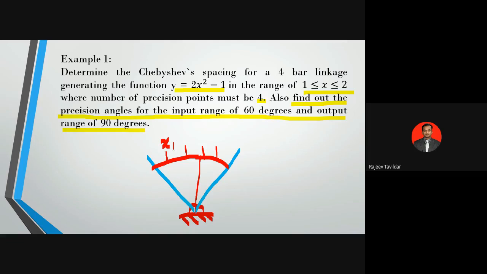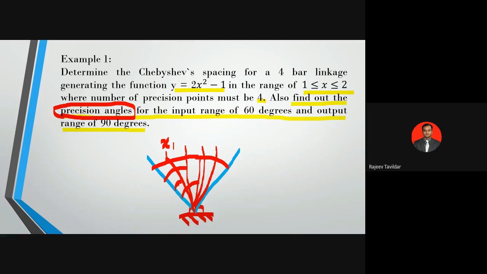Now, if I just join this x1 to the pivot point, and similarly x2, x3, and x4 to the pivot point, I would like to know what are these angles. I hope you are getting my point. One is precision points, which describes in terms of linear displacement of the points. And now in this next problem, I'm asking you to find out precision angles, associated with those precision points which we have already found out.